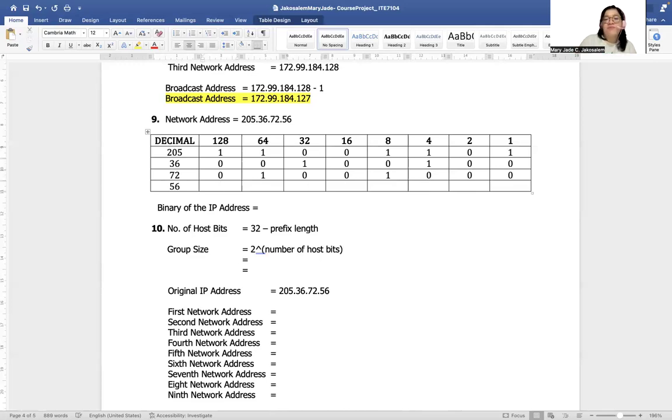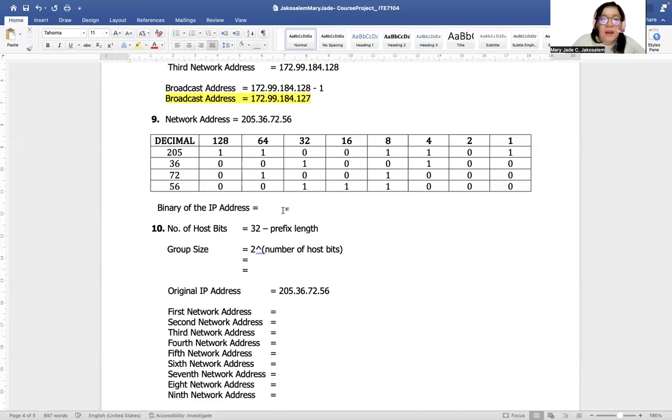Then next we have 56. 56 is less than 128, so 0 here. 56 again is less than 64, another 0 here. 56 is greater than 32, so the answer here is 1. 56 minus 32 is equal to 24. 24 is still greater than 16, so it's another 1. 24 minus 16 is 8. 8 is equal to 8, so another 1 here. 8 minus 8 is equal to 0, meaning the rest of this will be 0.